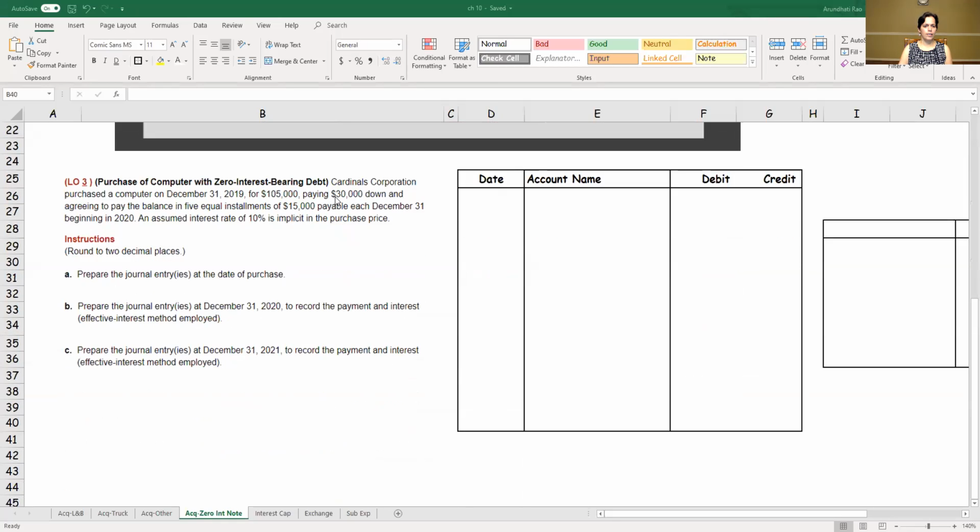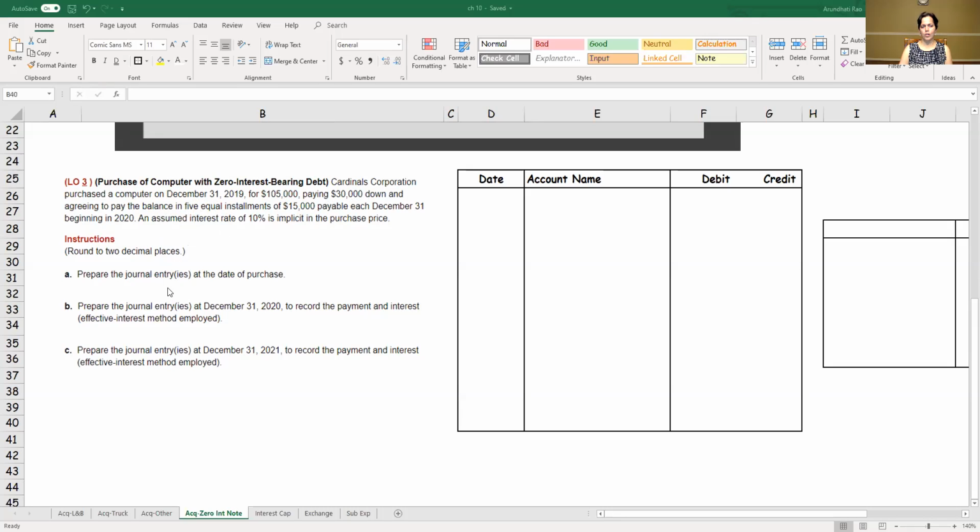So in this exercise, we're told that Cardinals Corporation purchased a computer on December 31st, 2019 for $105,000, paying $30,000 cash down and agreeing to pay the balance in 5 equal installments of $15,000 payable at December 31st, beginning in 2020. An assumed interest rate of 10% is implicit in the purchase price. So that's that interest rate. It's not really zero. So we'll see how to calculate that.